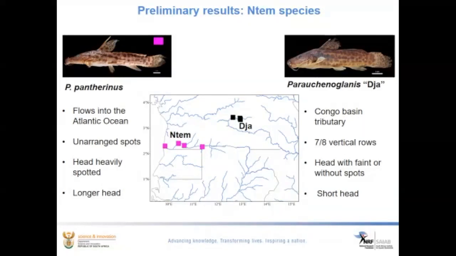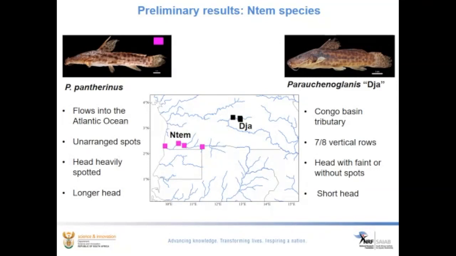Although specimens of Paracrinoclinis Jar were collected from the Jar River, a tributary of the Congo Basin, they were previously misidentified and labeled as Paracrinoclinis pandarinus, a Lower Guinea species that is considered to be endemic to the Ntem River, which flows into the Atlantic Ocean.